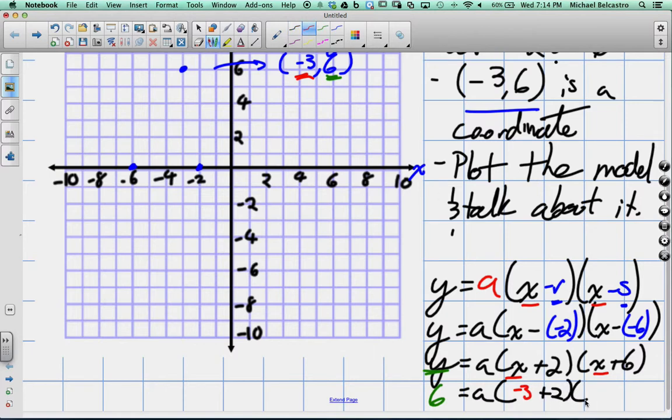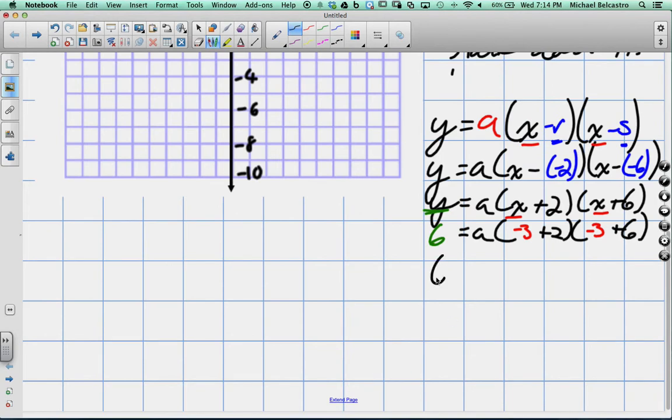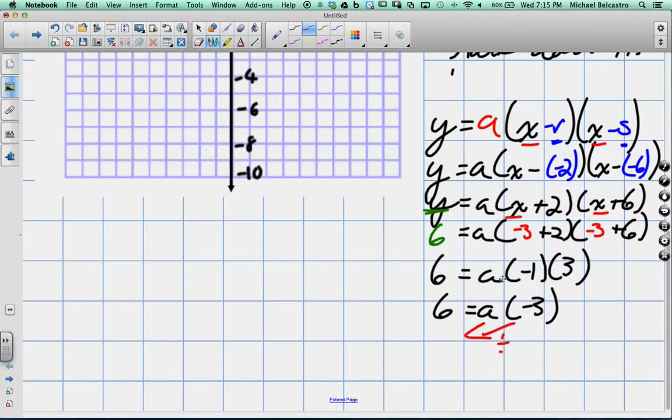and -3 plus 6. From there we get 6 is equal to a, -3 plus 2 is -1, and -3 plus 6 is 3. We'll multiply those together. 6 is equal to a times -3. How do I isolate and get a by itself? Divide by -3. So what is that going to give us? Sorry, -2. Yeah, that's right. So our a value is -2.